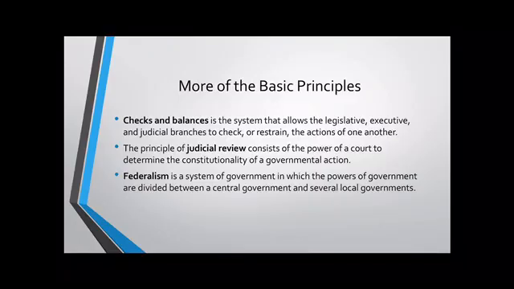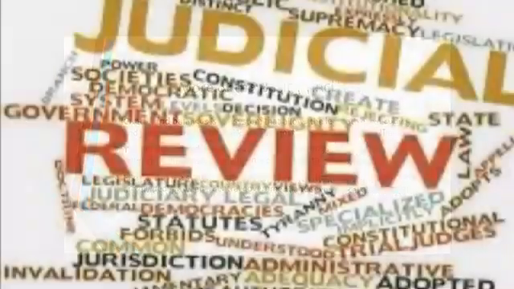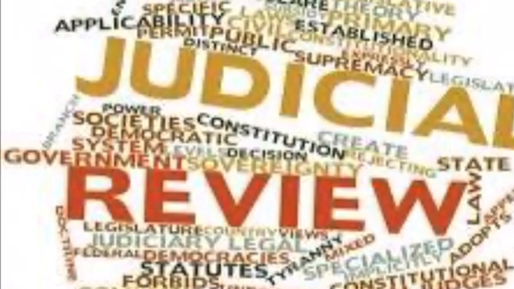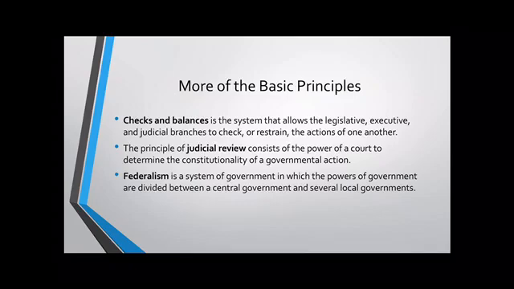The principle of judicial review consists of the power of a court to determine the constitutionality of a government action. And last is federalism, a system of government in which the powers of government are divided between a central government, Washington, D.C., and several local governments, the 50 states.